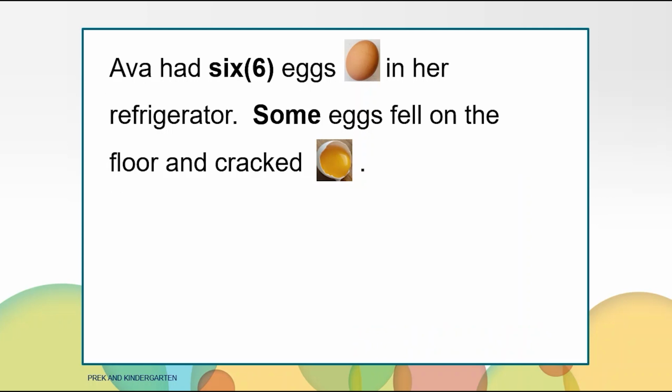Continue to picture the story in your mind. Ava had 6 eggs in her refrigerator. Some eggs fell on the floor and cracked. What new information did we find out? Right, that Ava had 6 eggs. Continue to picture the story in your mind. Ava had 6 eggs in her refrigerator. 2 eggs fell on the floor and cracked. What new information did we find out? That 2 eggs fell on the floor and cracked.